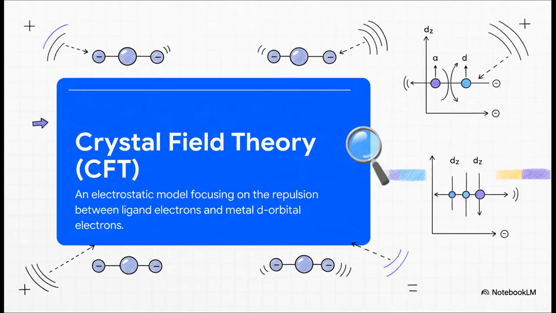Now, the big idea behind crystal field theory, or CFT, is actually kind of simple, which is what's so brilliant about it. It basically ignores all the complicated stuff about chemical bonds and just zeroes in on one thing: electrostatic forces. It just treats the metal in the middle and the molecules around it, we call those ligands, as little points of charge that are all pushing away from each other. That's it. It's all about repulsion.